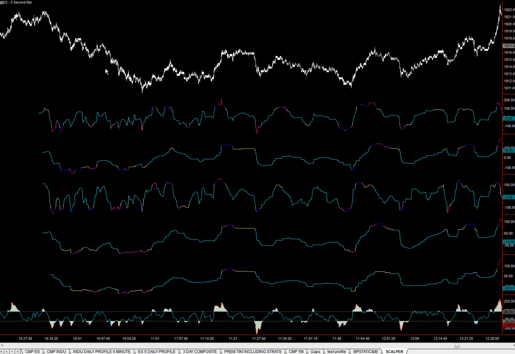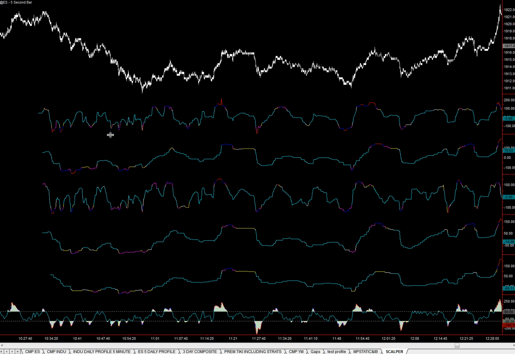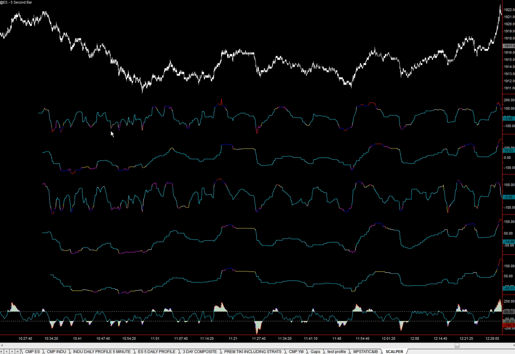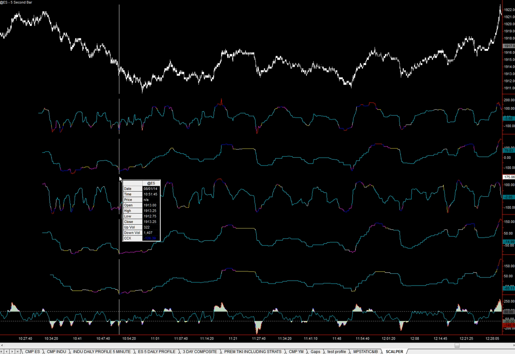Now let's look for some other instances. What about right here? Well, in this case, the answer would be no. We wouldn't take that, even though we're slightly oversold here, because we haven't gotten into an oversold condition on any of the other indicators. Nothing's happening yet. So we've got to wait until that gets red or blue, and that's happening right in here.